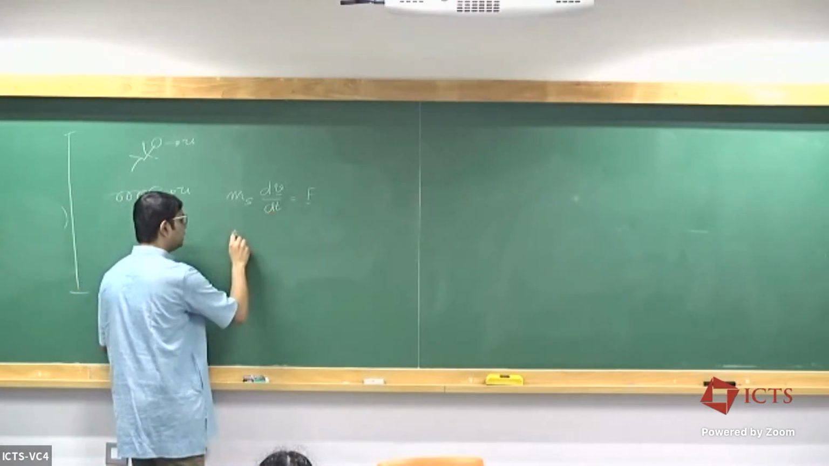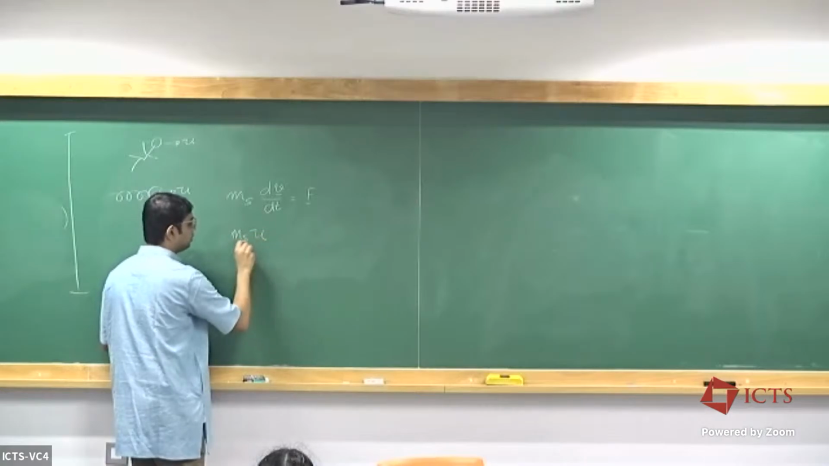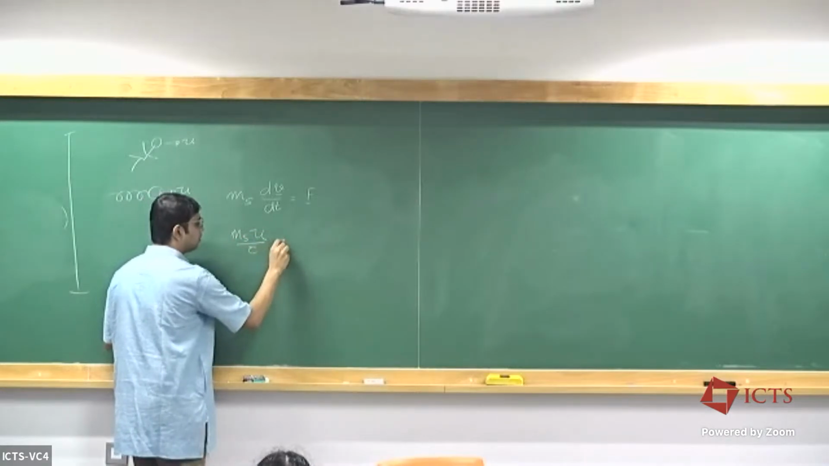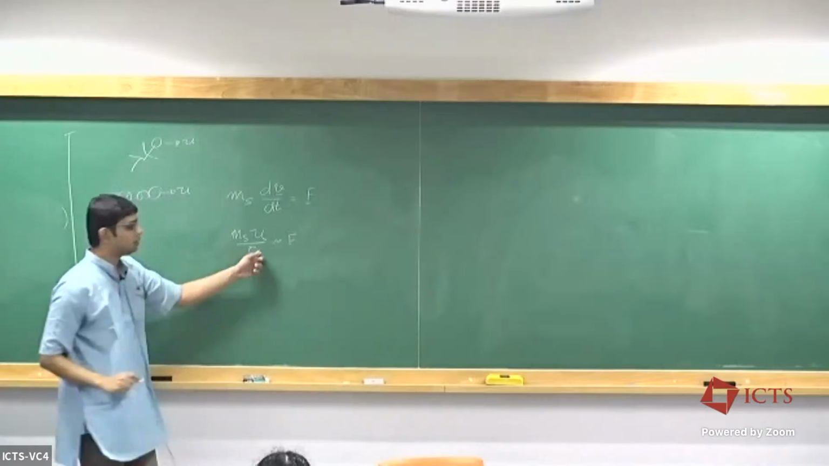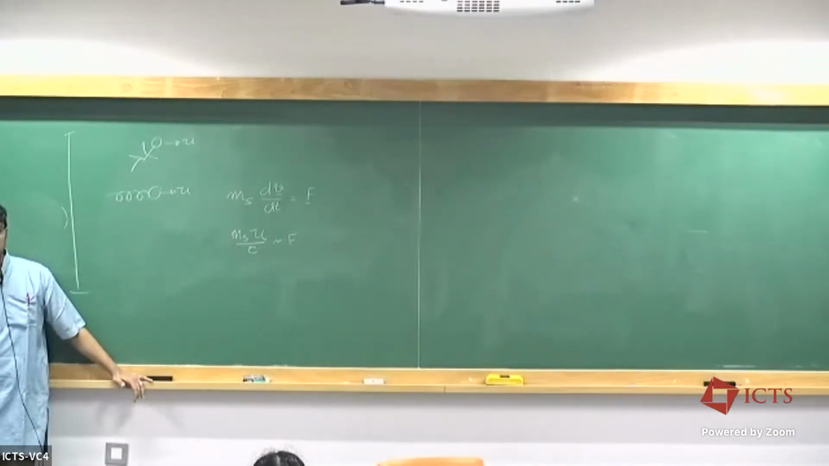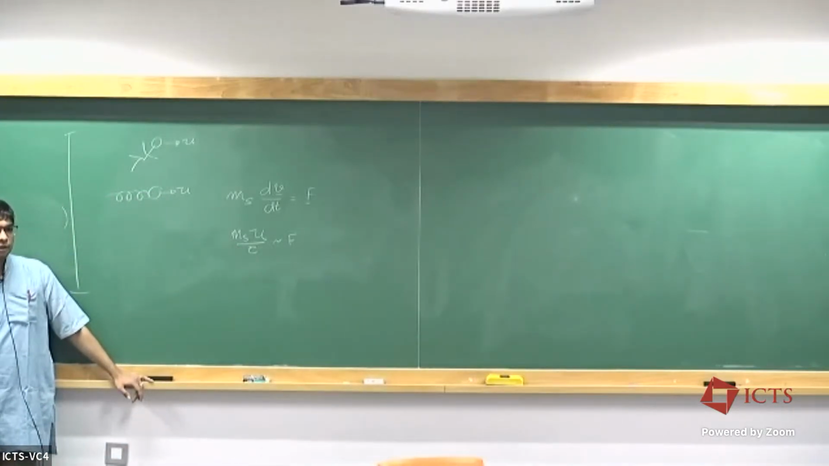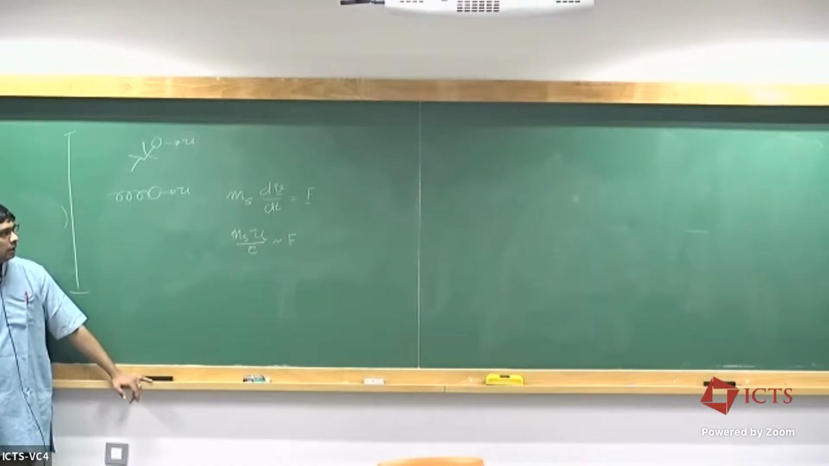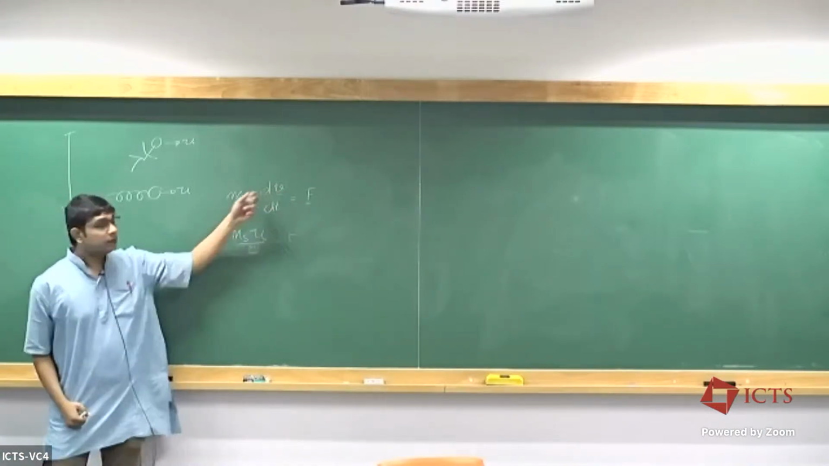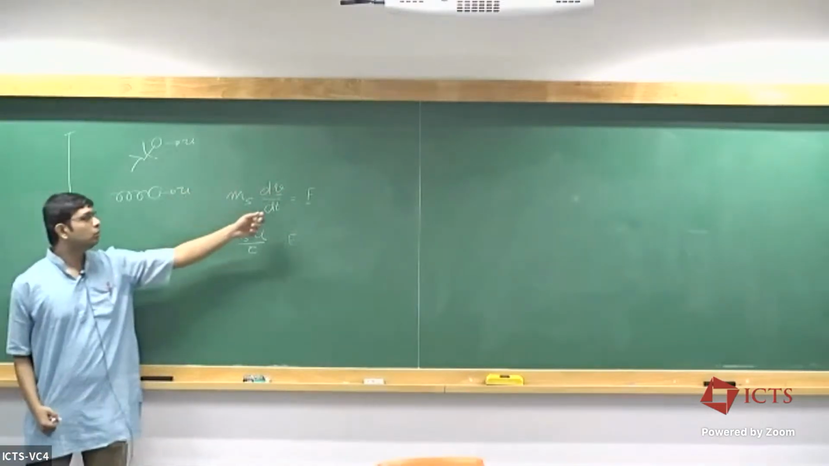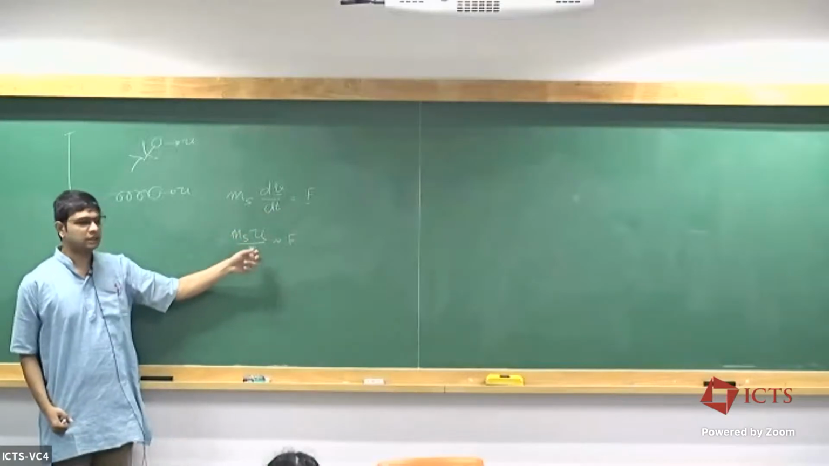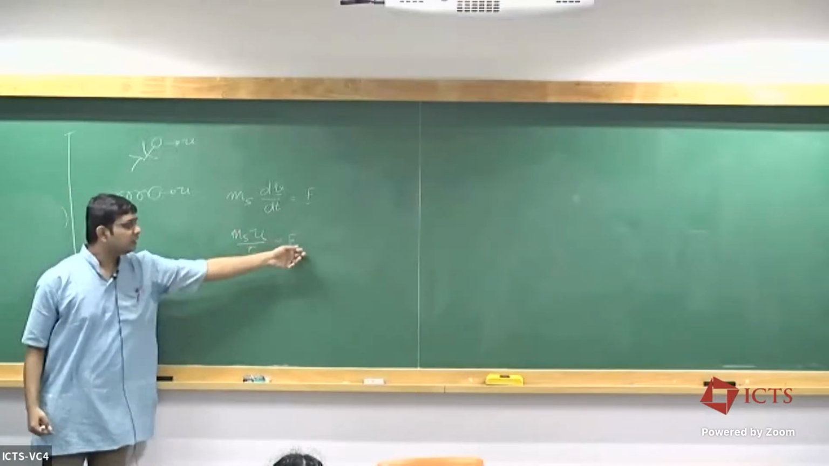So can I write this? Is this okay with everyone? Tau is the stopping time. Is this okay? So this is again a scaling argument, okay? I'm not doing anything rigorous here. I'm just trying to estimate the orders of magnitude of when this will happen. So I have a scale for velocity, that's u. I don't know what the scale for time is, that's what I want to compute, let's call this tau. And then there is some scale of forcing.